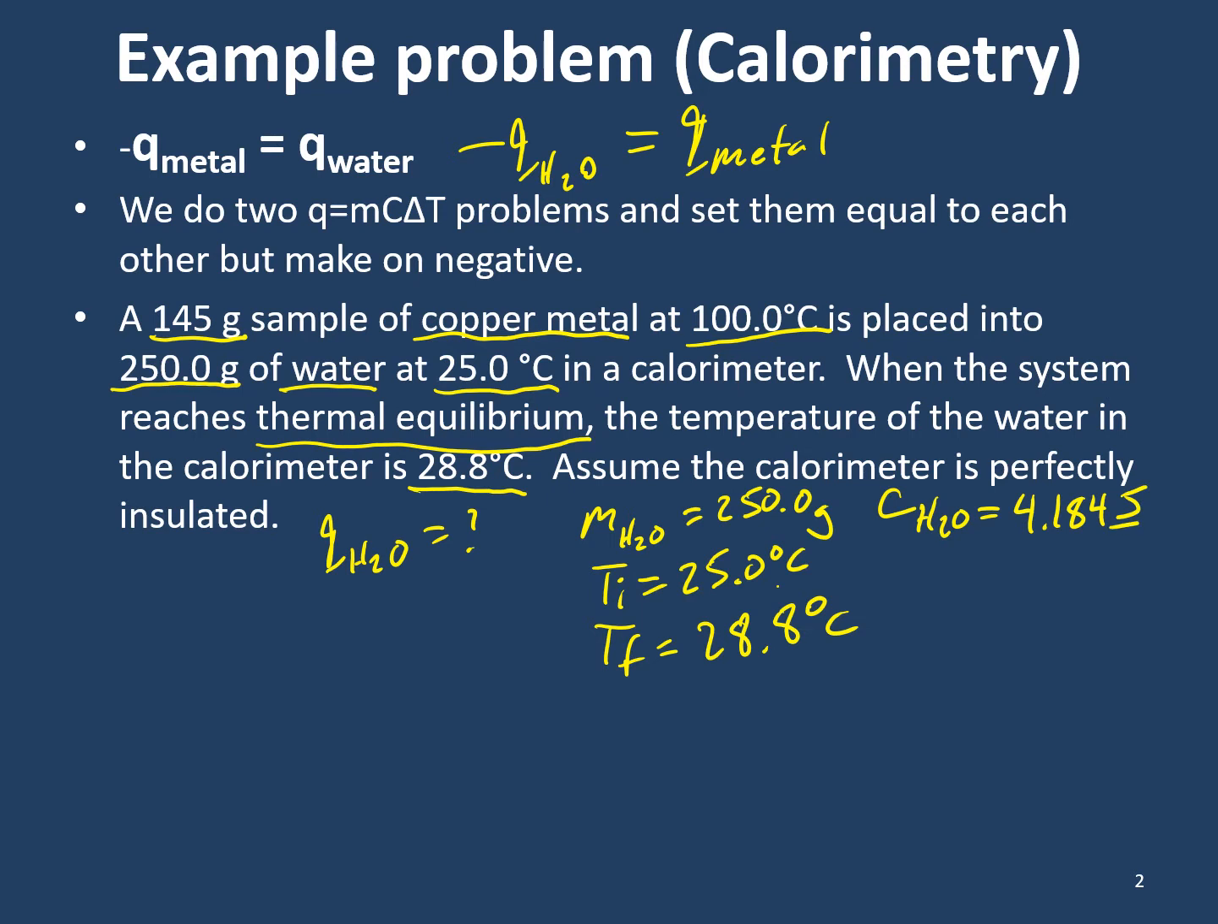I also know that the specific heat of water is 4.184. This is a value that will always be given to you if you need it, probably on the equation bank. And this is specifically liquid water, and we'll talk about that in the next lecture video. Specific heats, as we talked about previously, have different values for different physical states.